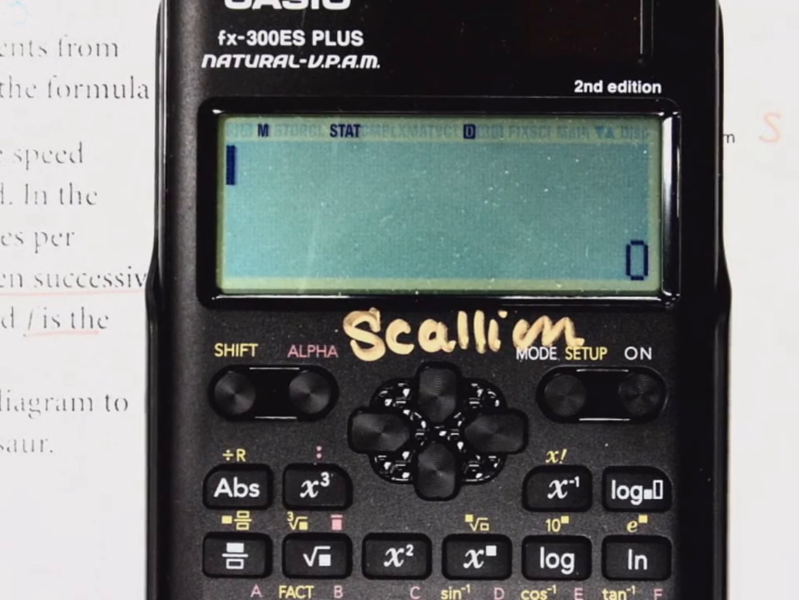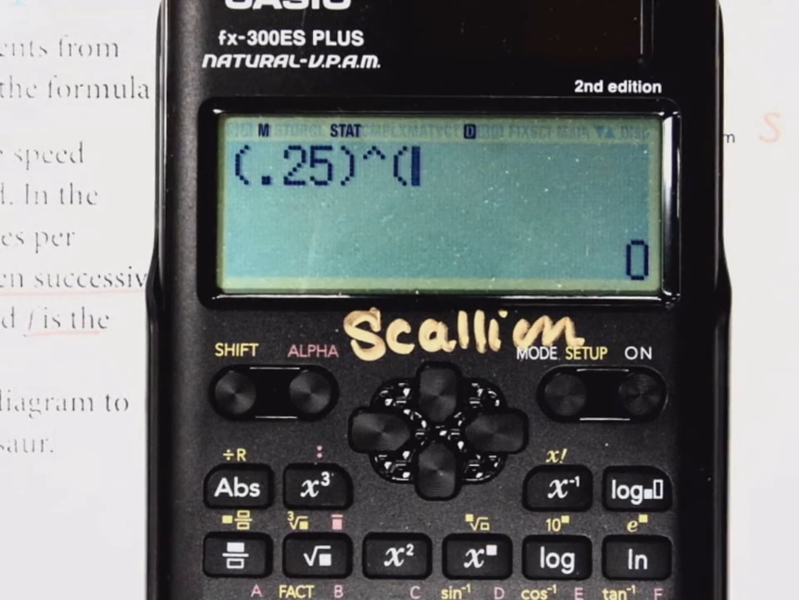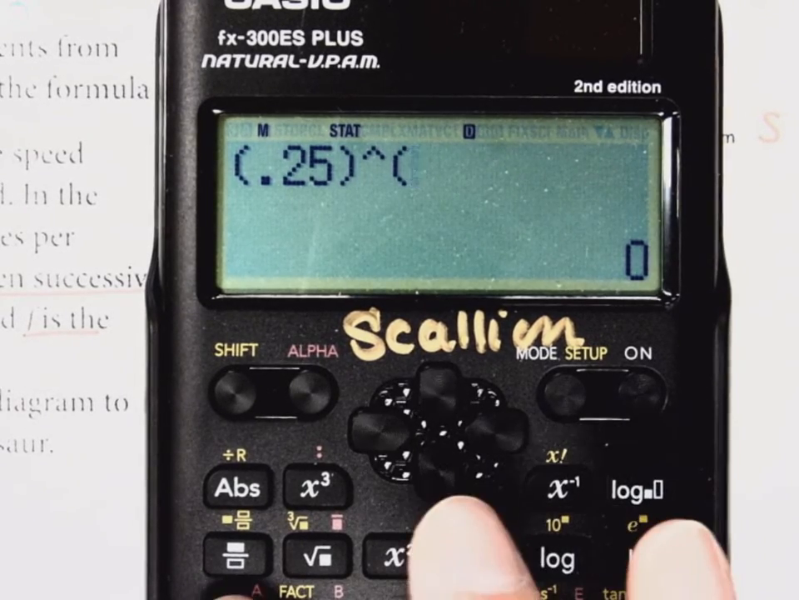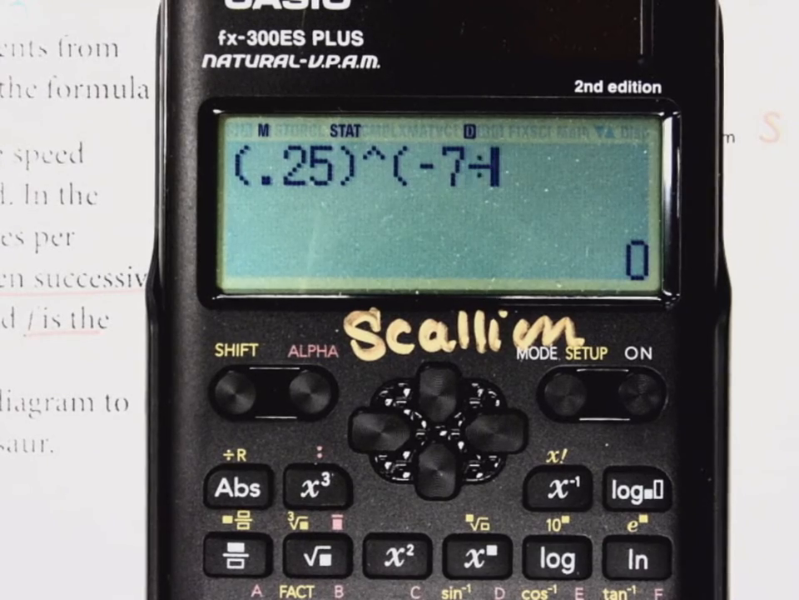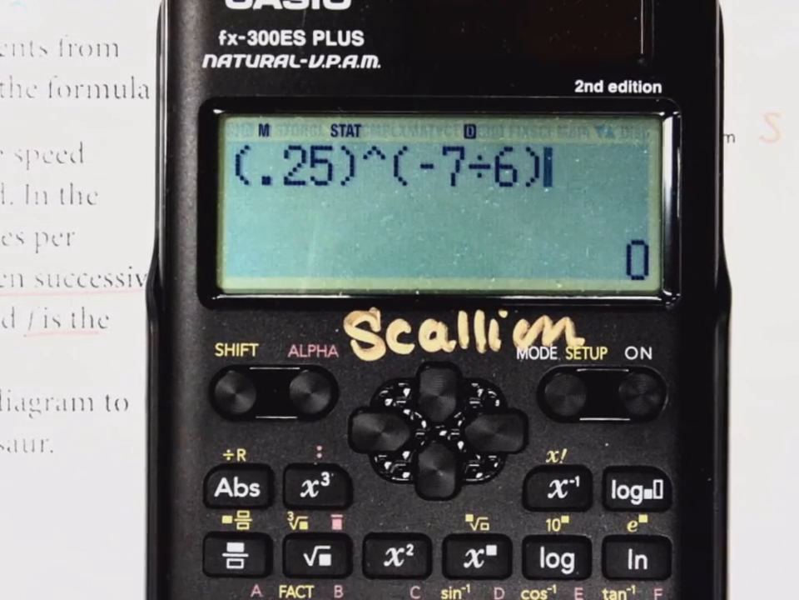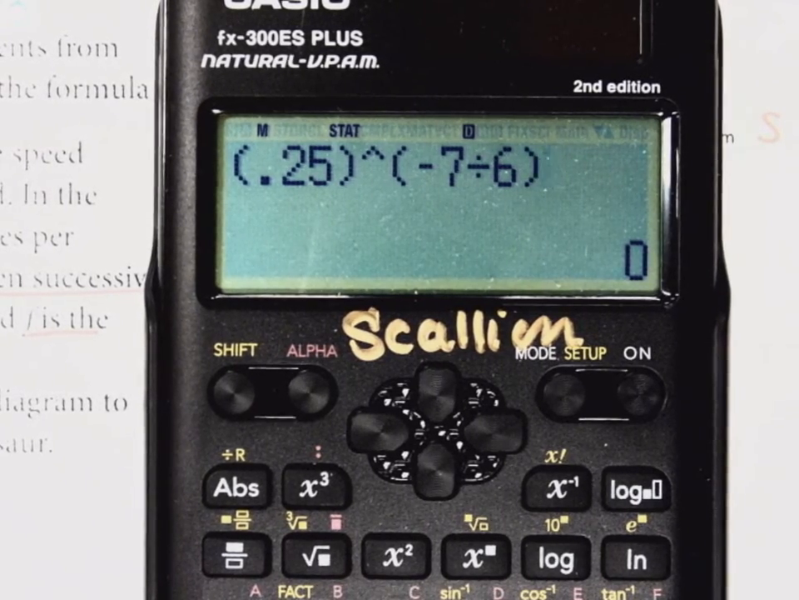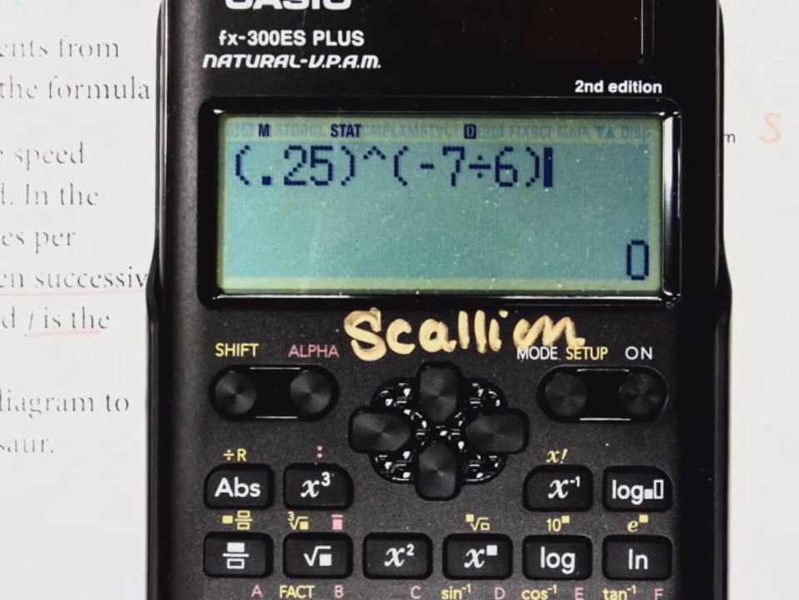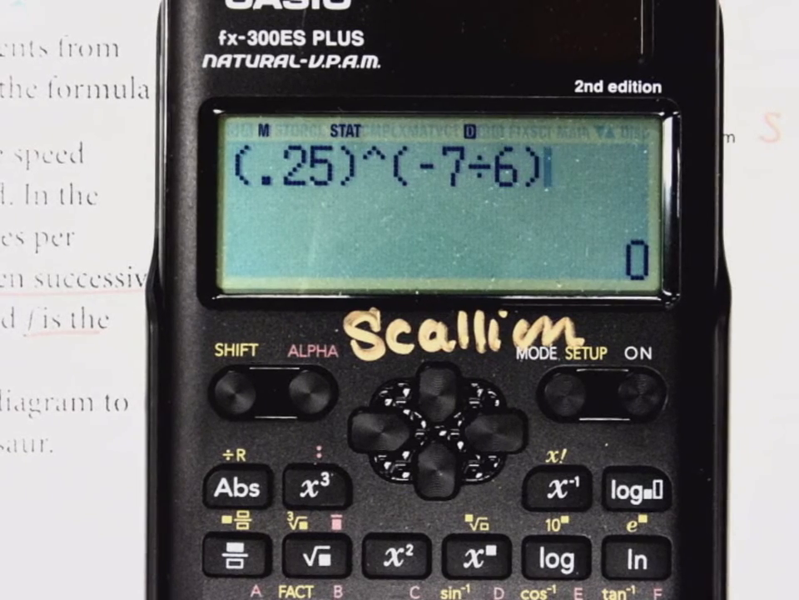Okay, so we need to do some stuff with our exponents. So our base number I'm going to put into brackets, so 0.25. And I'm going to use my exponent button. And my exponent is negative 7 divided by 6, and I got to close my bracket. I'd like you guys all to try it. What's the one in the middle? The little symbol? It should be right above your division key. What's it do? It's your exponent button.